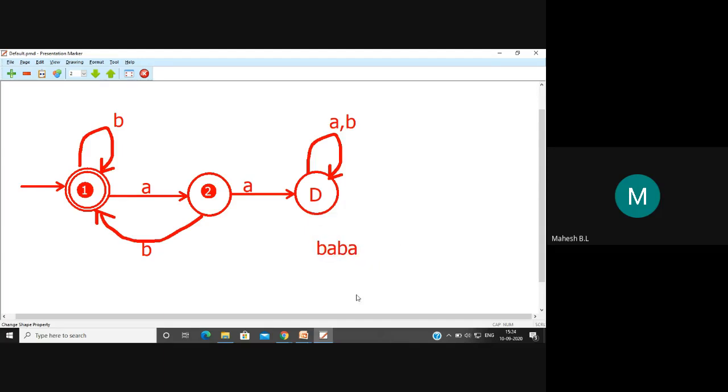Whether this string belongs to the language. This string doesn't belong because there is one A which is not followed by B at the end. So let's trace this first: B, A, B, A. After processing the entire string, your DFSM is in state 2. State 2 is a rejecting state. That's why this string doesn't belong to the language.